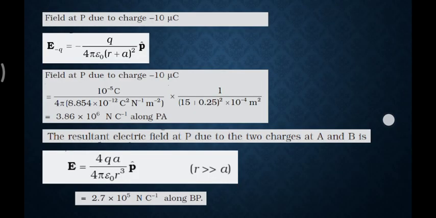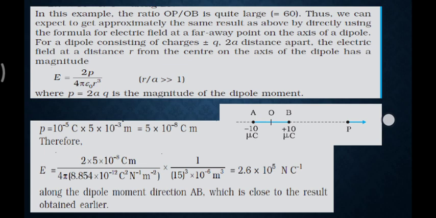Let us see, if we are neglecting the A part, how much it contributes. Using this equation, E = 2p upon 4 pi epsilon 0 r cube, where p is equal to 2qa. If you want to put in the p value, then what is 2q? Q is equal to 10 to the power 5 and 5 into 10 to the power minus 3. What is the 5 into 10 to the power minus 3?